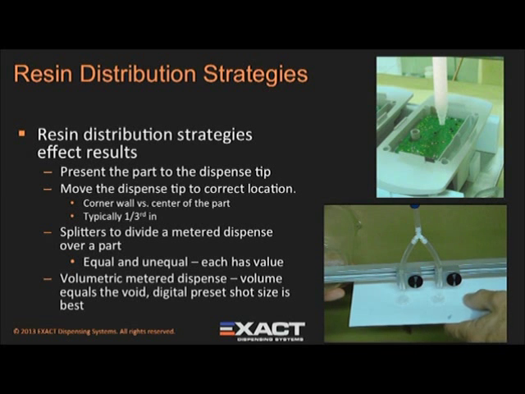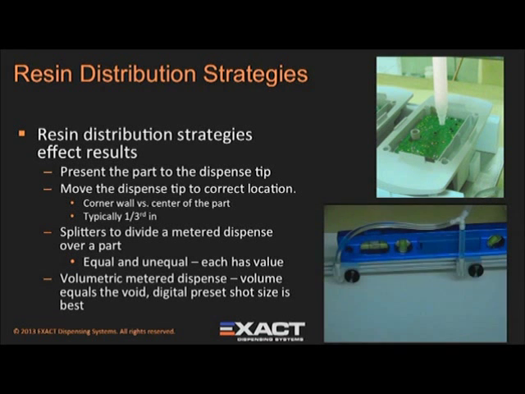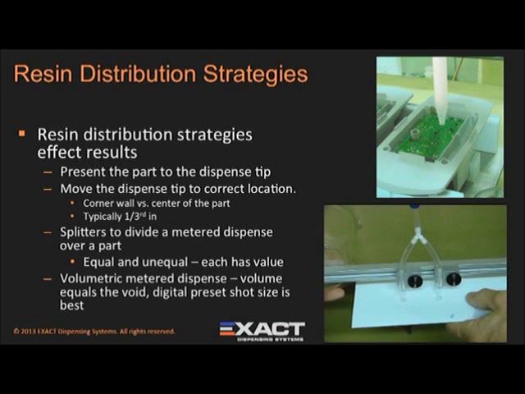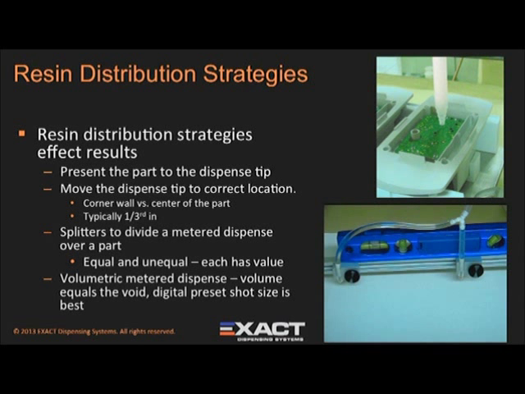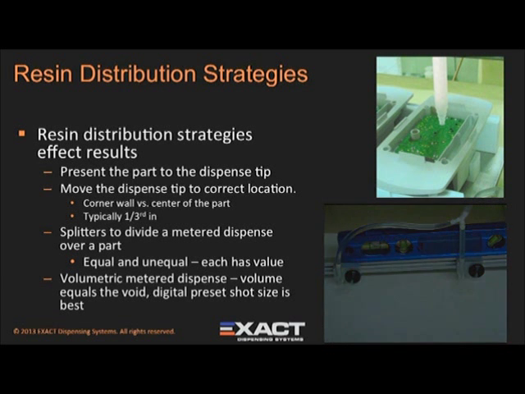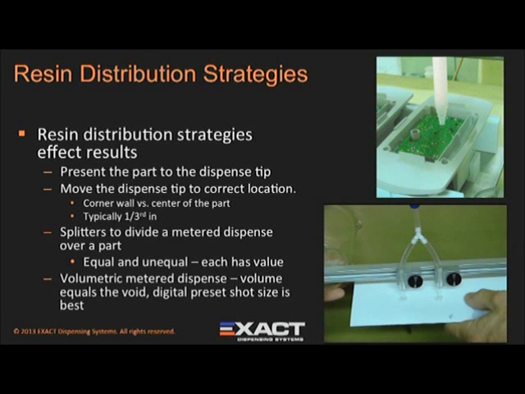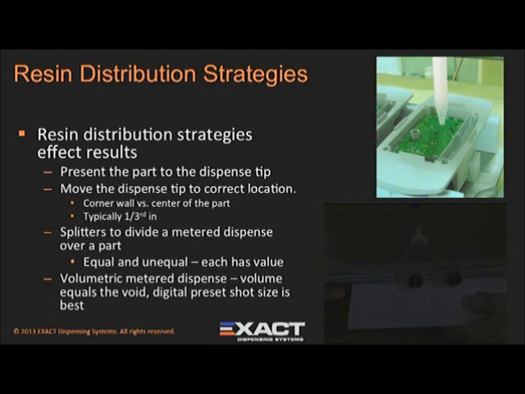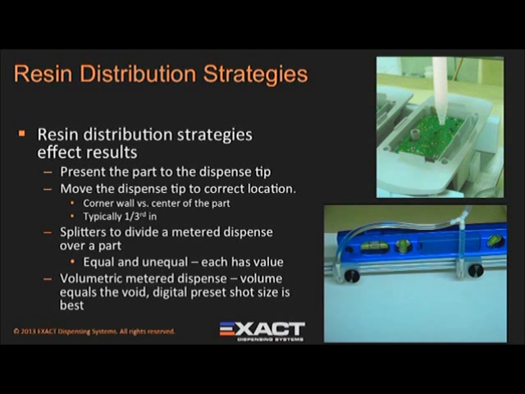When you design your production processes, you should develop resin distribution strategies such as those discussed here. First, consider if you are moving the part to the dispenser or if you are moving the dispense tip to the part. This will help you decide how to best position the dispensed resin, such as into a corner, wall, or into the center of a part. We typically suggest 1/3 in from the edge of the part.